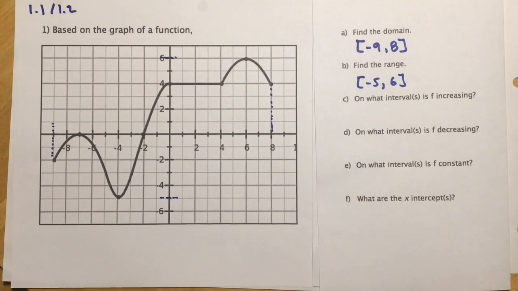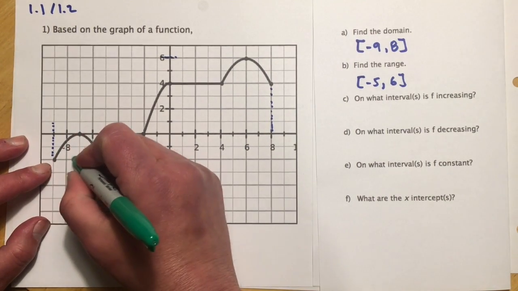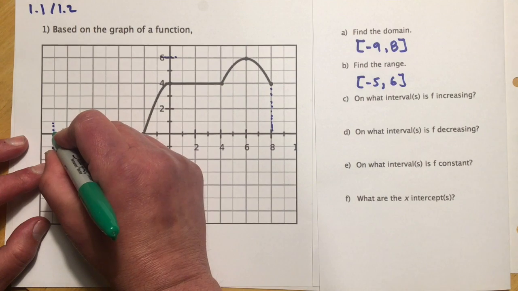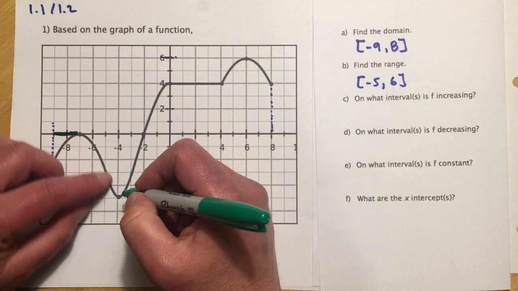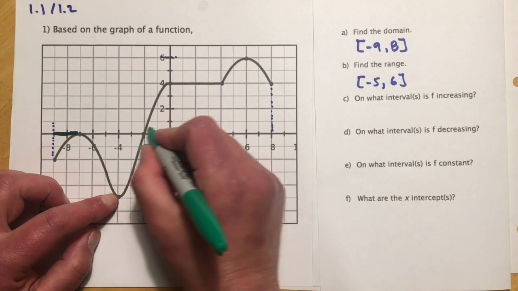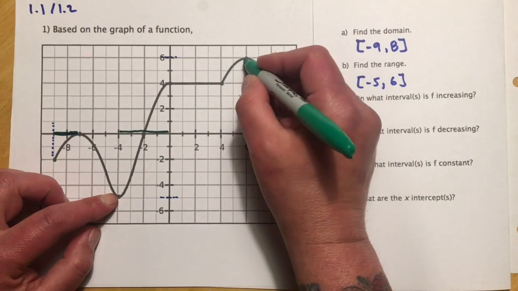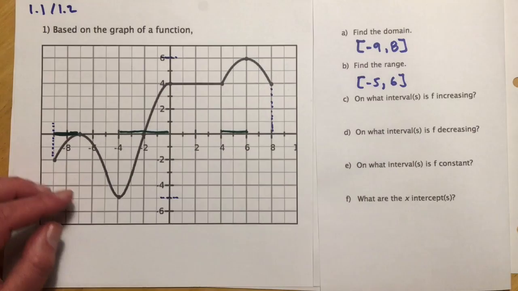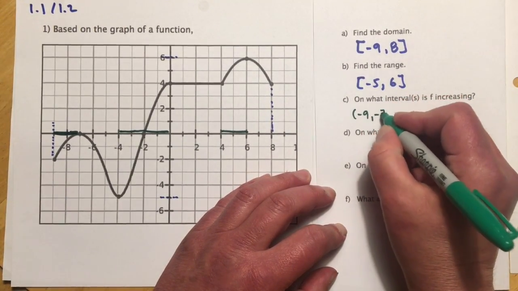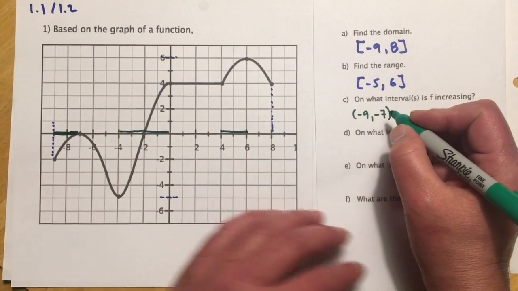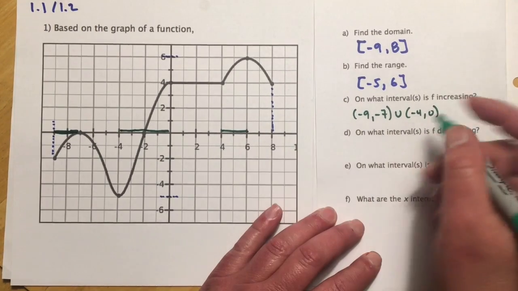So for increasing, it's getting bigger, and increasing is when it gets bigger as we travel from left to right. So it'd be increasing right there, and then decreasing for a bit, and then it's going to increase from here to here, and then from here to here again. So let's see, that is from -9 to -7, and then -4 to 0, and then from 4 to 6.